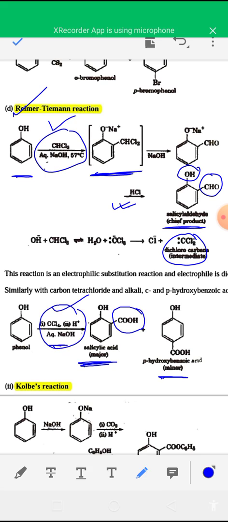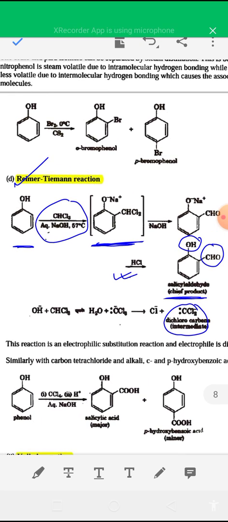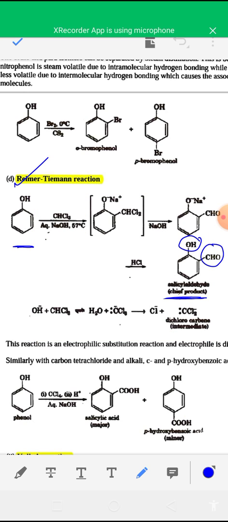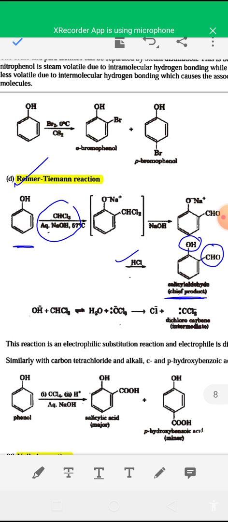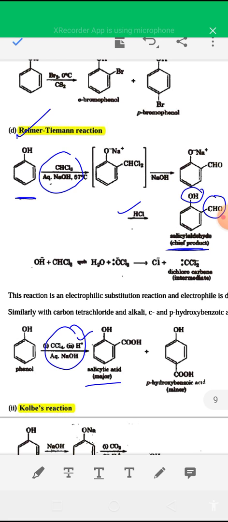Okay, so if I generalize this reaction, in the Reimer-Tiemann reaction, if you use chloroform in aqueous NaOH, and in the second step you hydrolyze the reaction by acid, then you will get salicylaldehyde. And if you react phenol with carbon tetrachloride in aqueous NaOH medium in the first step, and in the second step you use dilute HCl or H plus, you will get salicylic acid as the major product.